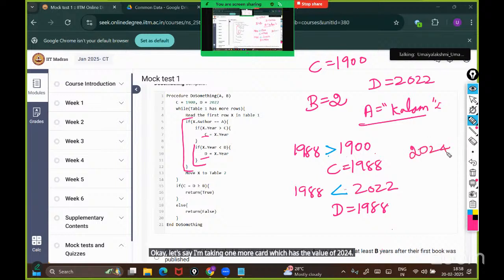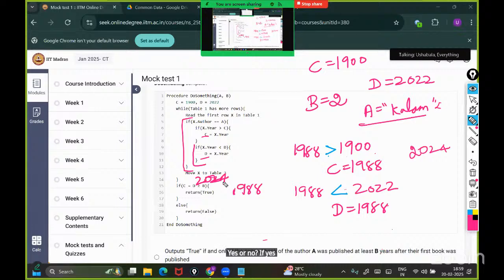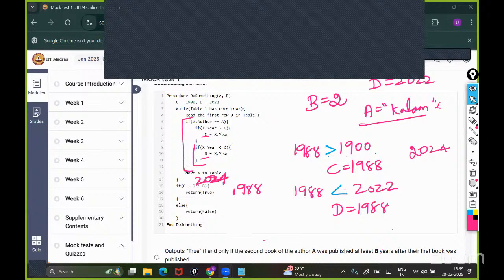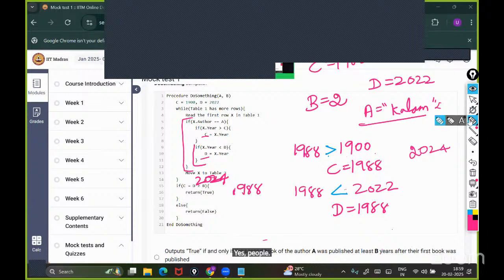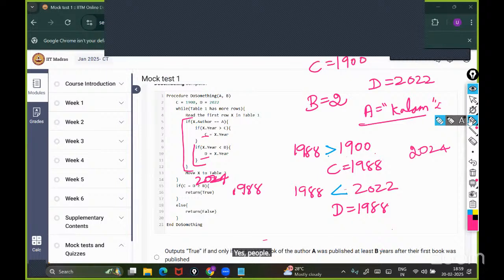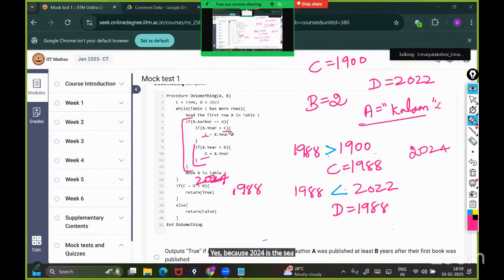So now what will happen? First, we check whether 2024 is greater than 1988. Yes. Then less than, 1988 has to be checked against 2024. If yes, it will be replaced with 2024. Yes, people, C will be replaced with the latest year. C is 1988 and the year is 2024, which is greater.